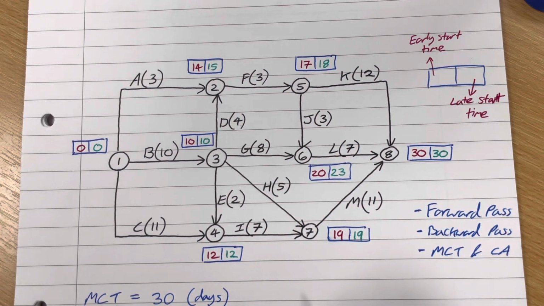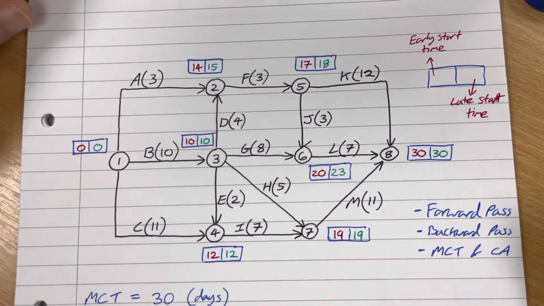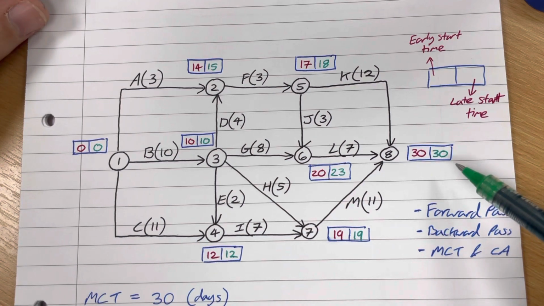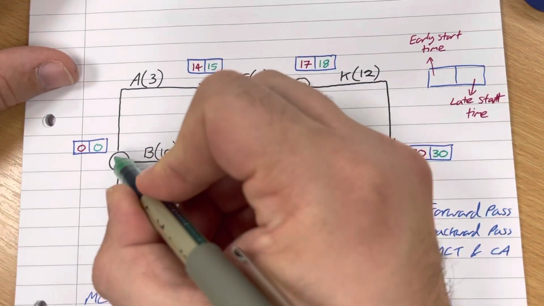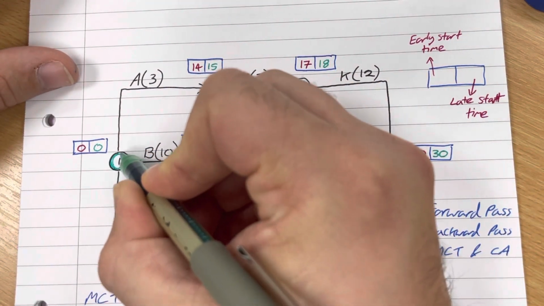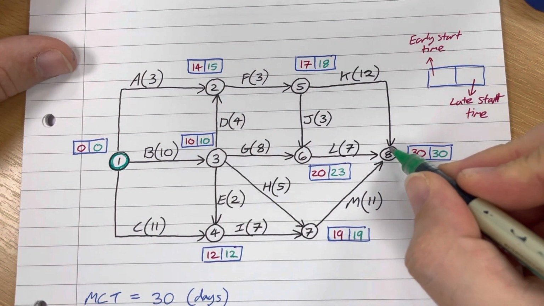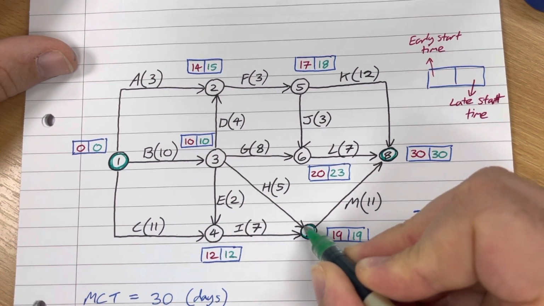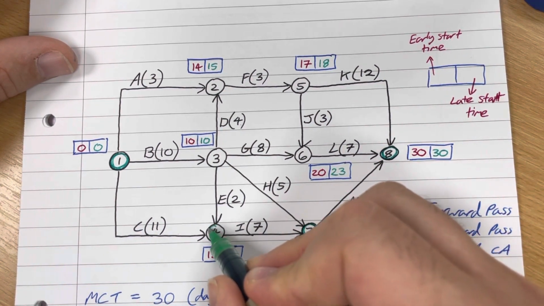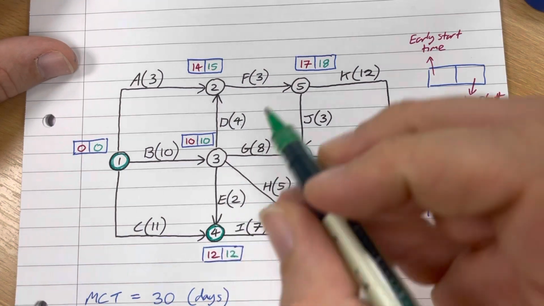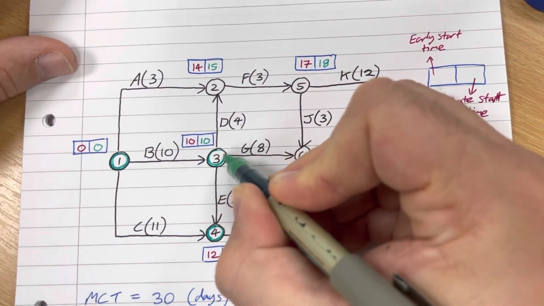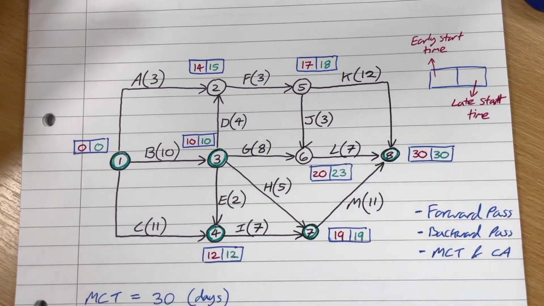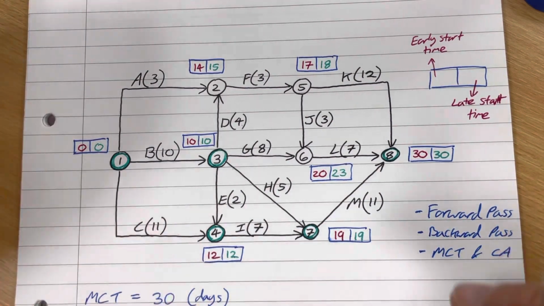Okay, so 30 units of time. And then the critical activities, to decide which activities are critical, we are going to look at all of the nodes which have the same numbers on the left and right. So this node here has a 0 left and right. This node here has a 30 left and right. This has a 19 left and right. This has a 12 left and right. And this has a 10 left and right. All of the other 3 nodes, they have different numbers either side.